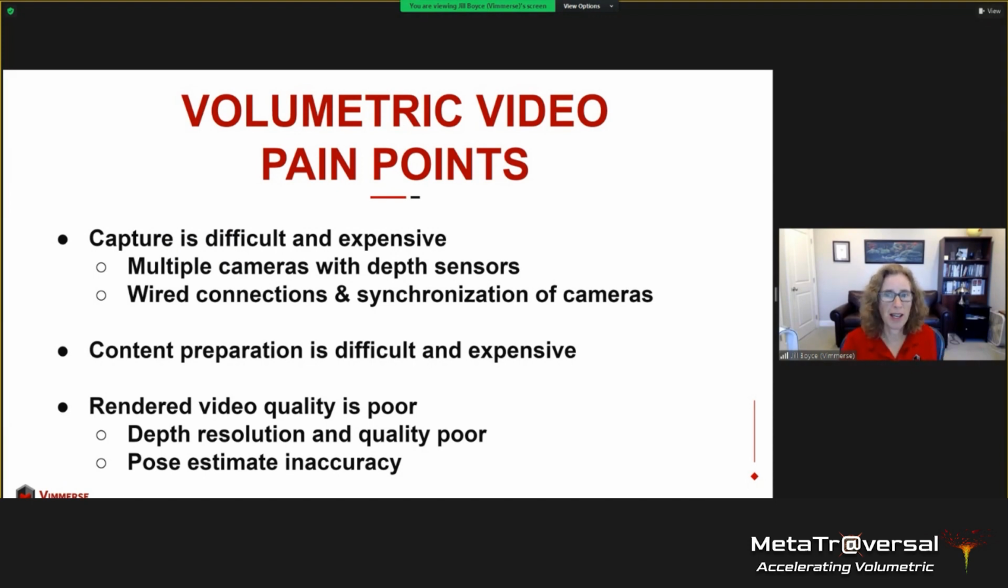Capture is difficult and expensive. Arcturus already spoke to this point, but you need multiple cameras, depth sensors, wired connections, and synchronization. The content preparation is difficult and expensive, and then the rendered video quality is poor. Some of the key reasons are that the depth resolution is low and the depth quality is poor. And if you have multiple cameras, you need to know their poses, and that's not always correct.